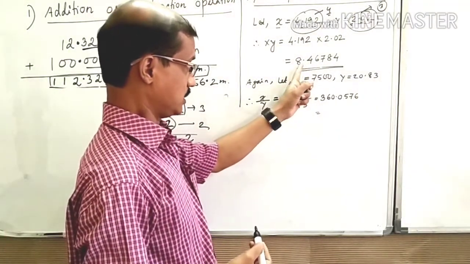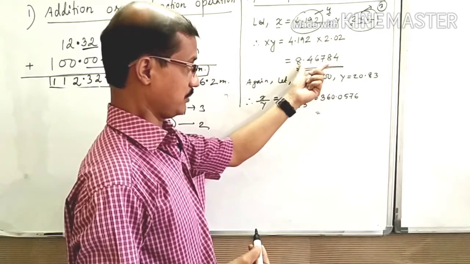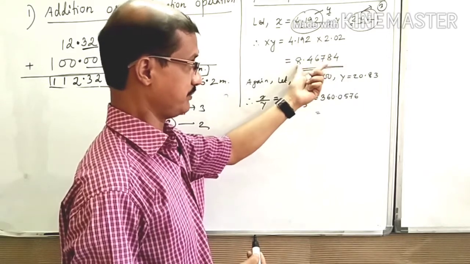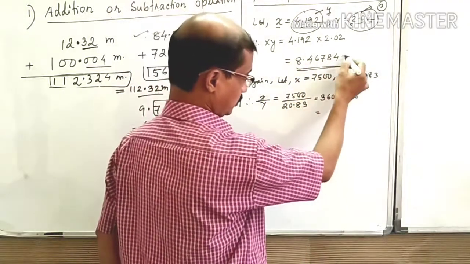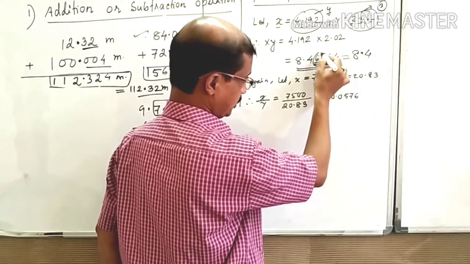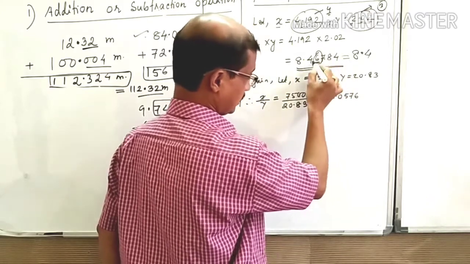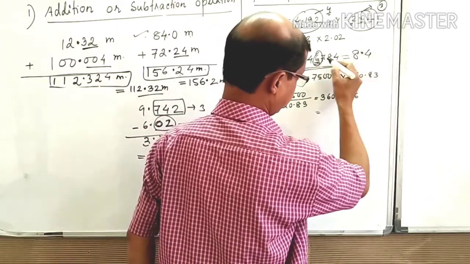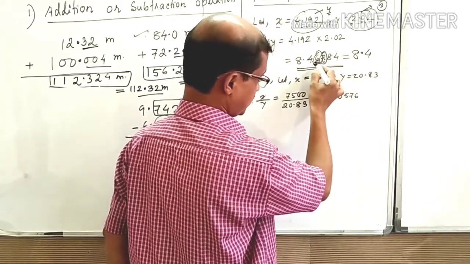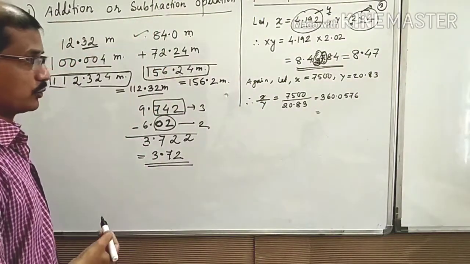The final result must contain 3 significant figures. So if we round off, we write 8.4 then 6, the digit to be dropped is 6, greater than 5, then there is 7. Digit to be dropped is 7, the preceding digit is 6, so 8.47. So you can write 8.47.